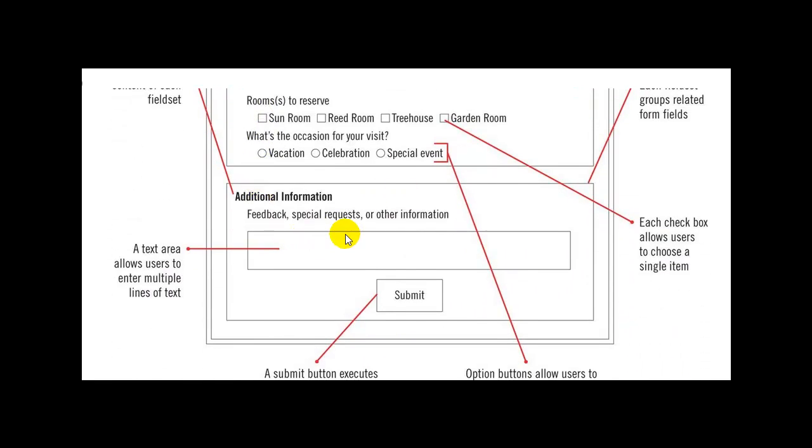And you can see here at the bottom we have our text area to allow some general text to be added. You'll see this usually when you're requesting feedback, or if someone has some special requests, such as with a hotel reservation, they can put that information in there.